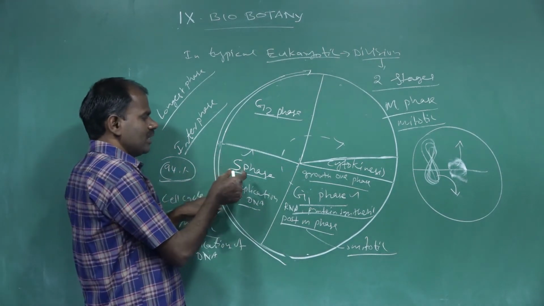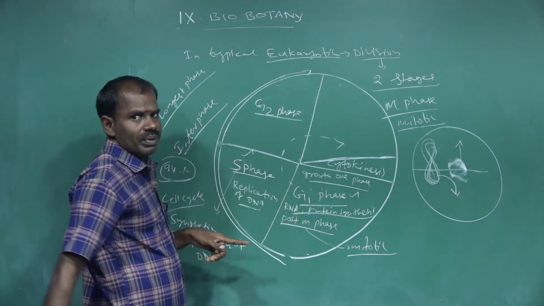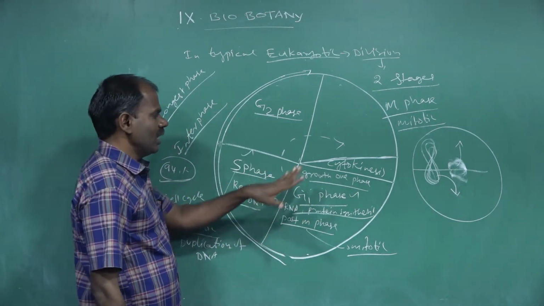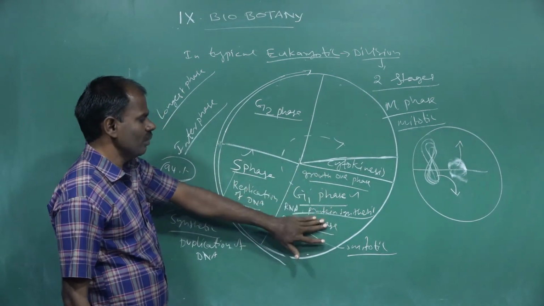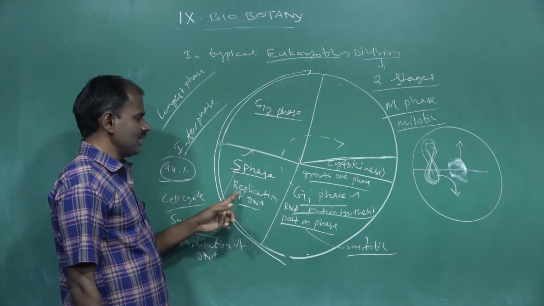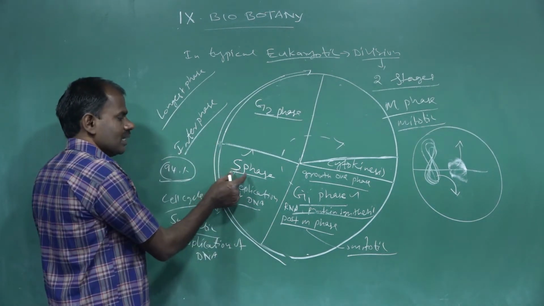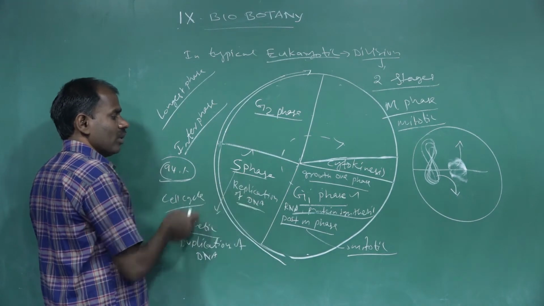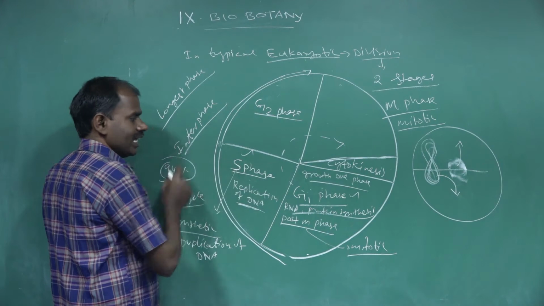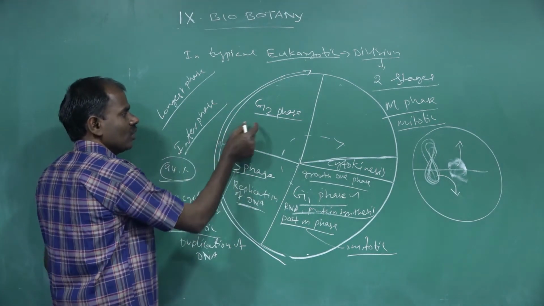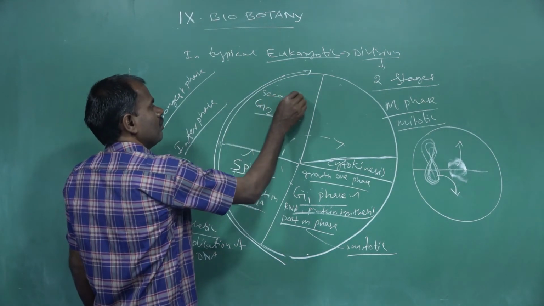In between this S phase, the gap 2 phase and the gap 1 phase are formed. After completion of the mitotic phase, the G1 phase is formed. After the G1 phase comes the S phase. In this S phase, the number of chromosomes is doubled. This duplication and replication occurs only in DNA molecules. After completion of the S phase comes the G2 phase, that is the gap 2 phase. It is a second growth phase.